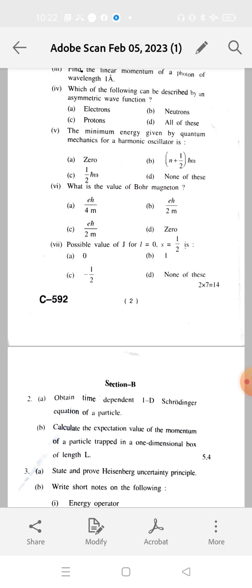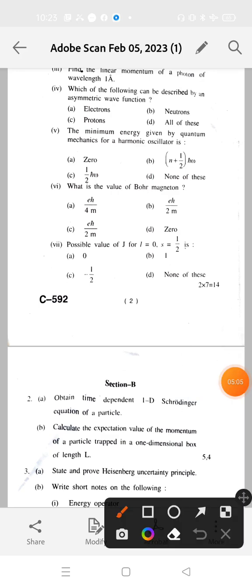Section B, question number 2A part, obtain time dependent one dimensional Schrodinger equation of a particle. So we have to derive time dependent Schrodinger equation of a particle. Then its B part, calculate the expectation value of momentum of a particle trapped in one dimensional box of length L.